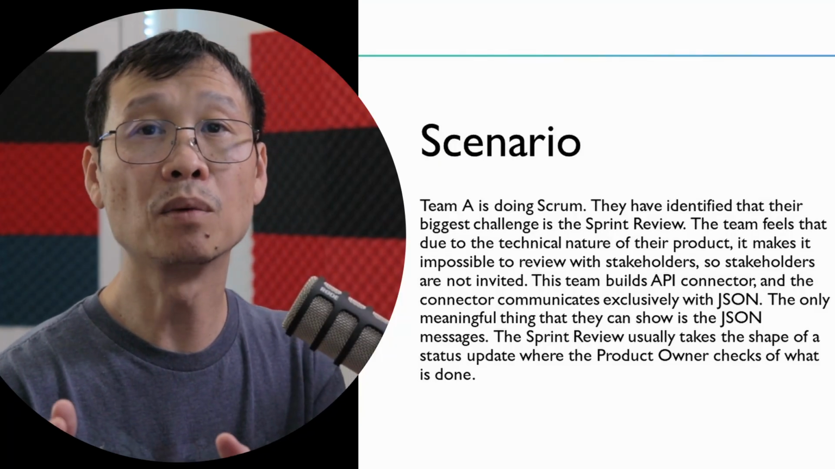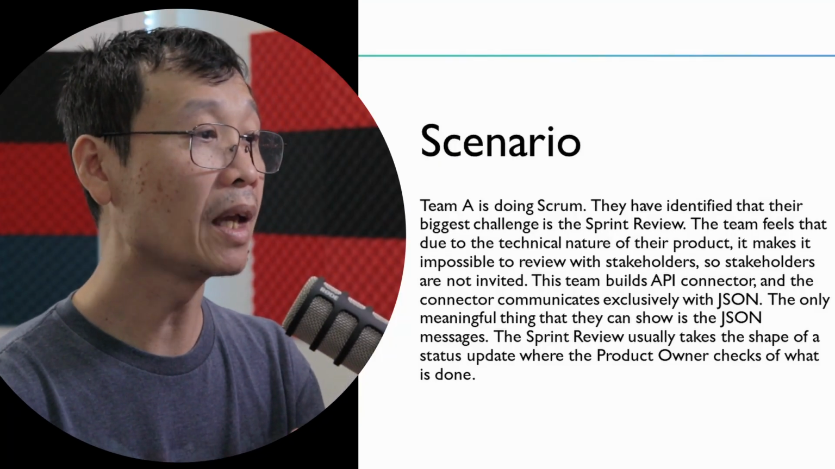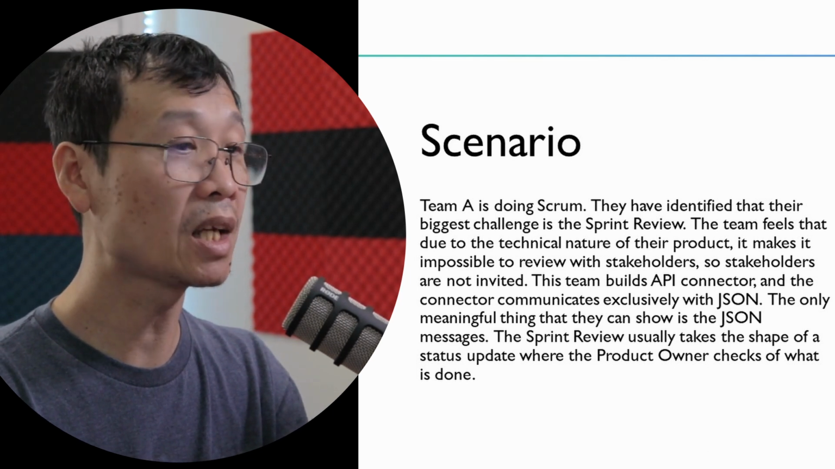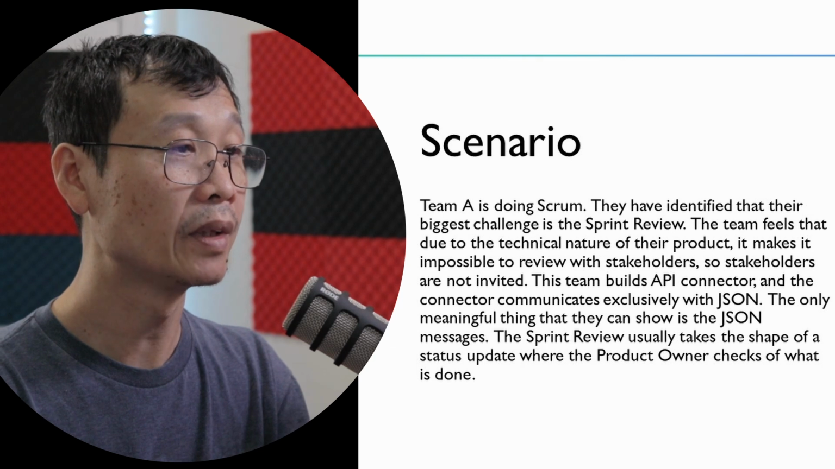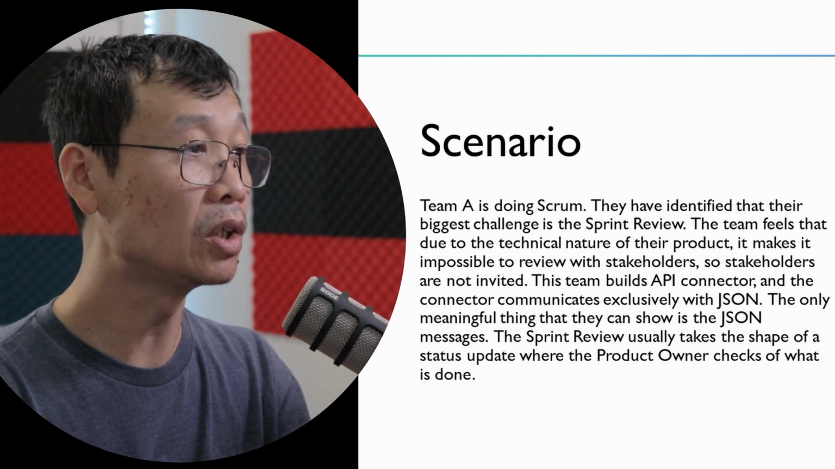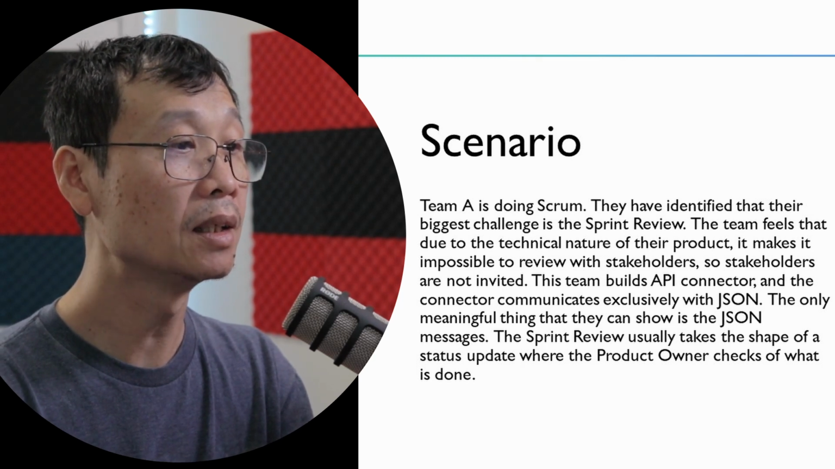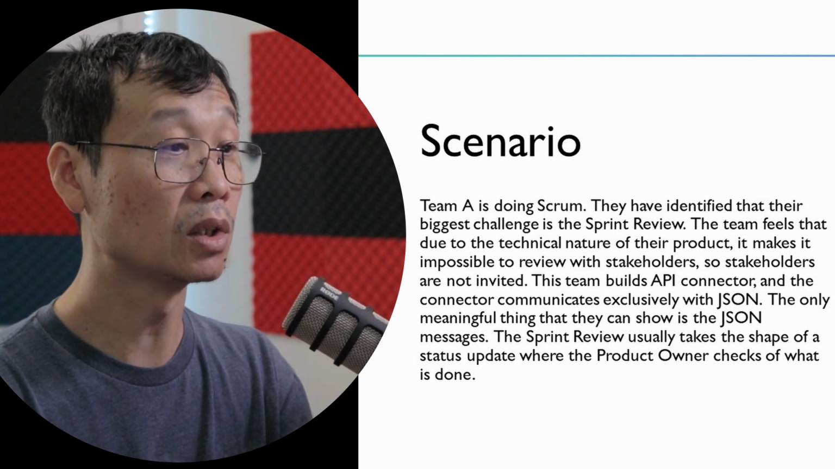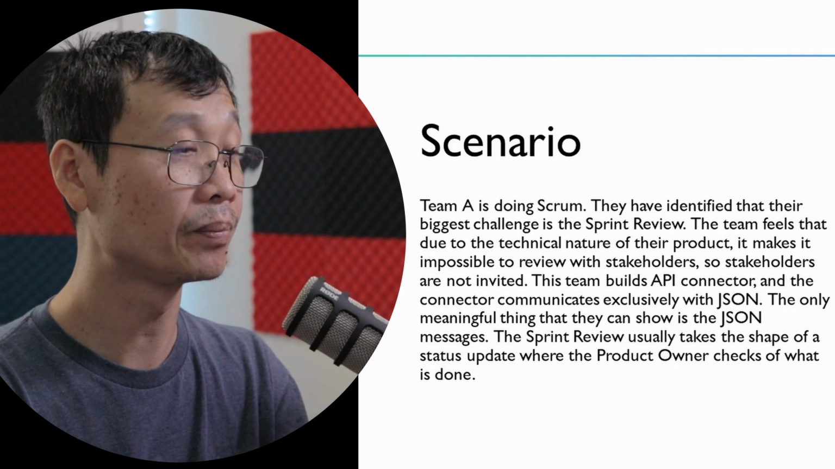Episode 1, Scenario 1 here. So Team A is doing Scrum. They have identified that their biggest challenge is the sprint review. The team feels that due to the technical nature of their product, it is impossible to review with stakeholders. So stakeholders are not invited.